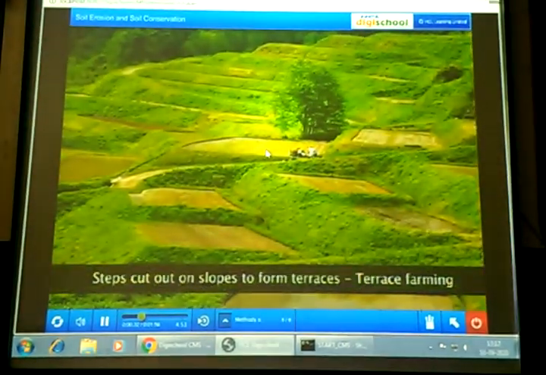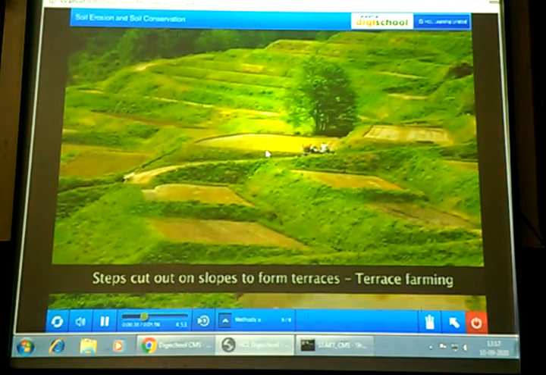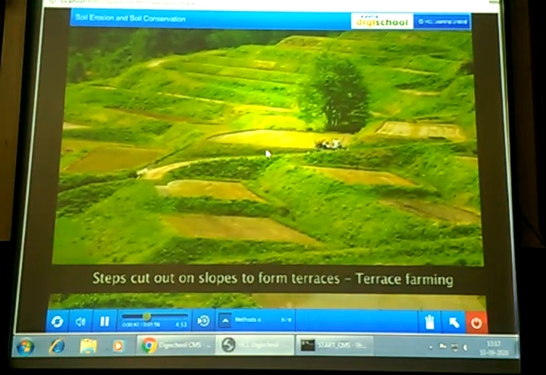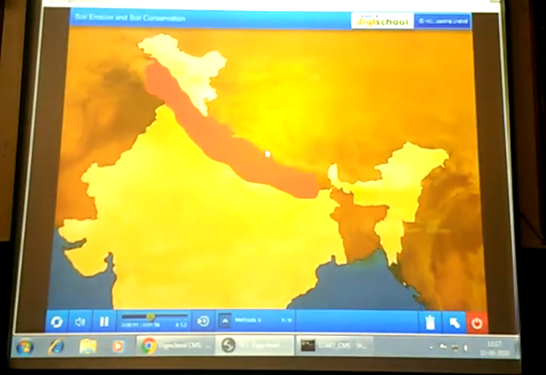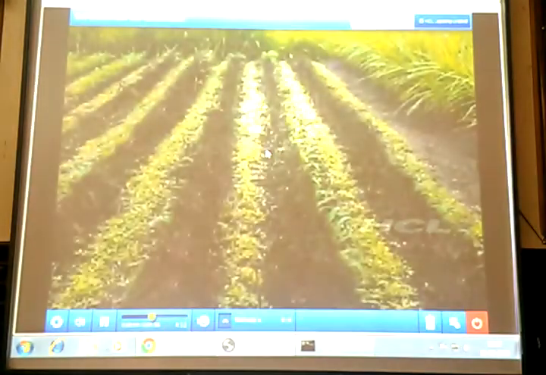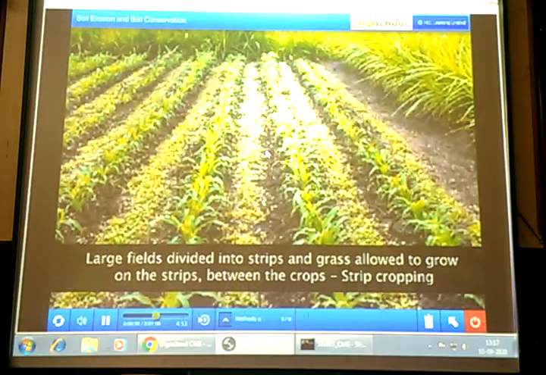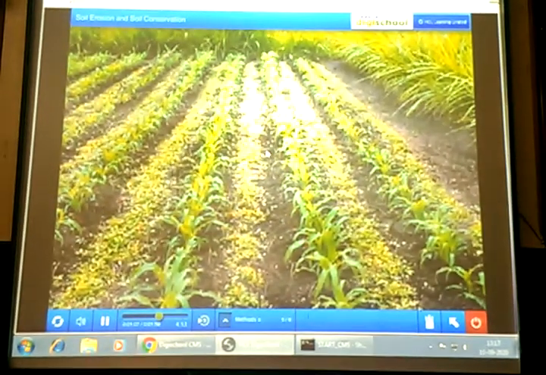When hill slopes are used for cultivation, steps can be cut out on the slopes to form terraces. Cultivation on such terraces is called terrace farming. This practice will restrict soil erosion. Western and central Himalayas have well-developed terrace farms. Large fields can be divided into strips, and grass can be allowed to grow on the strips in between crops. This is called strip cropping. Strip cropping breaks the force of the wind and thereby prevents wind erosion.